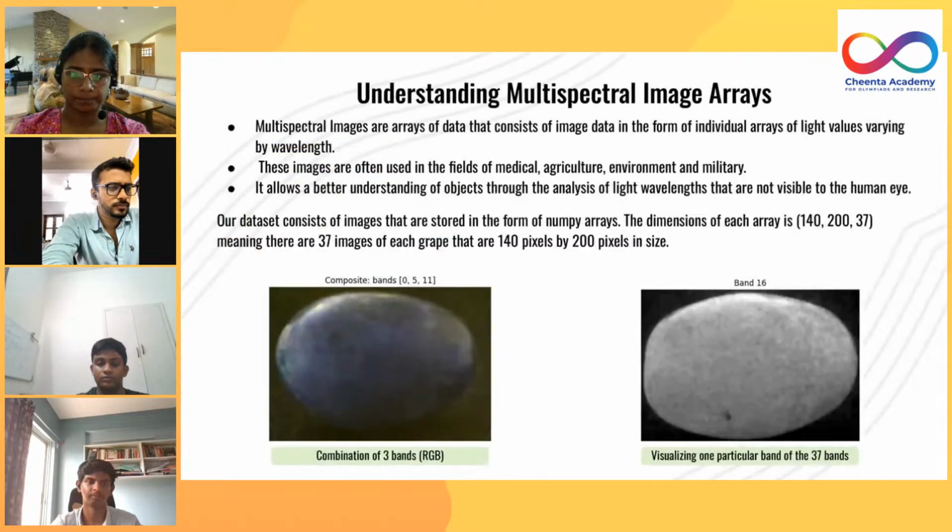Next slide, please. So we use multispectral images. What are multispectral images? Multispectral images are arrays of data that consist of image data in the form of individual arrays of light values varying by wavelength. These images are often used in the fields of medical, agriculture, environment, and military. It allows a better understanding of objects through an analysis of light wavelengths that are not even visible to the human eye. Our dataset consists of images that are stored in the form of NumPy arrays. The dimensions of each array is 140 by 200 by 37, meaning there are 37 images of each grape that are 140 pixels by 200 pixels in size.